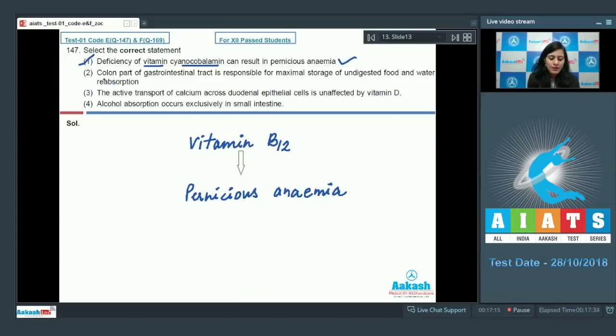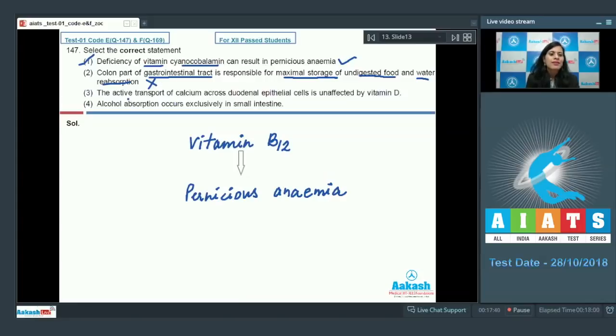Option number 2 is colon part of gastrointestinal tract is responsible for maximum storage of undigested food and water reabsorption. And this is incorrect because in colon water is absorbed. The reabsorption of water occurs in nephron and not in colon or small intestine. So the second option is incorrect.